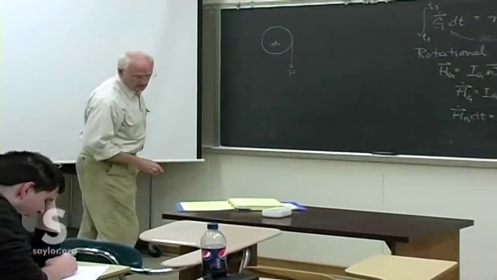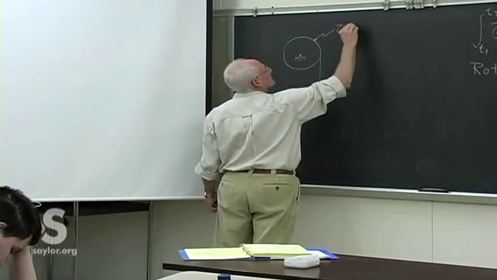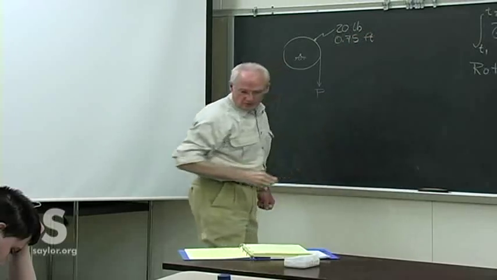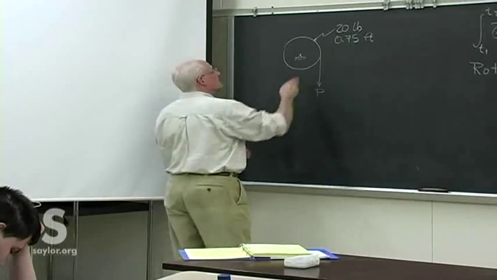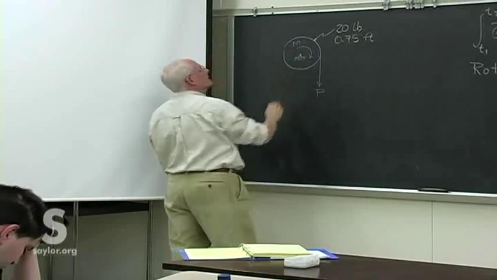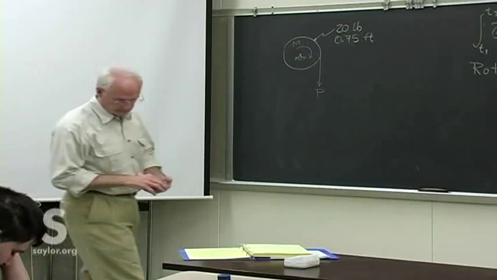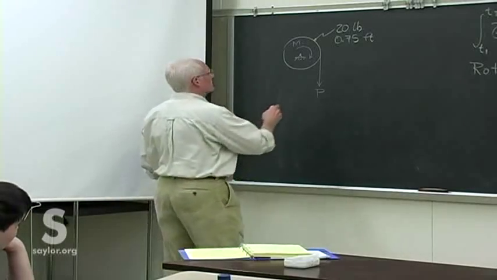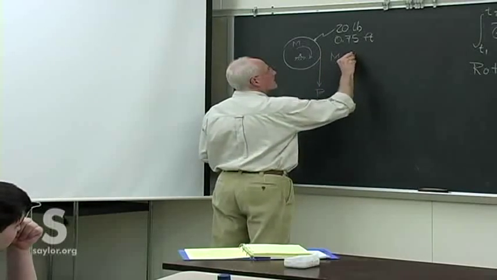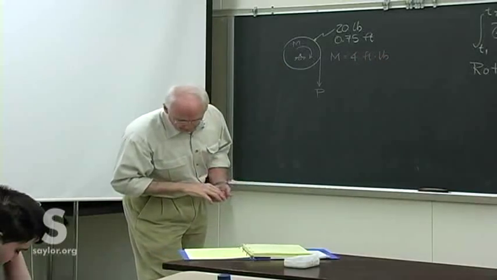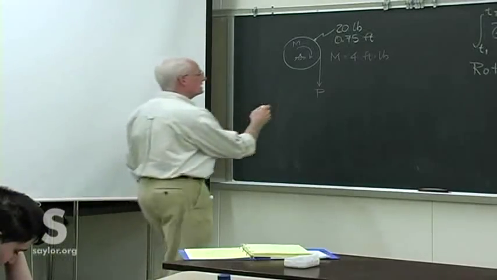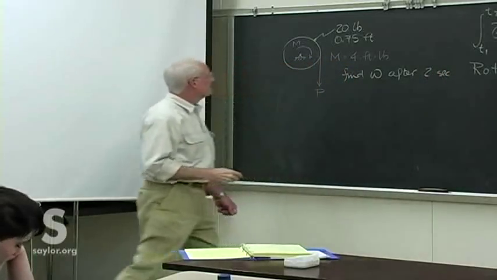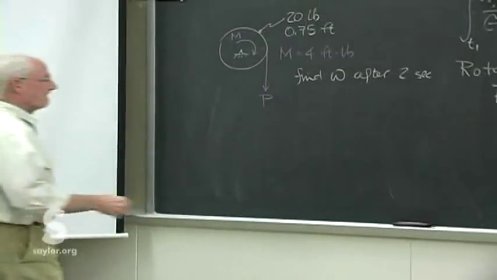So we've got a 20-pound disc with a radius of 7.5 feet, and an applied torque as well as that force being there. Applied torque of 4 foot-pounds. All right, and starting from rest, find then the angular speed after 2 seconds.